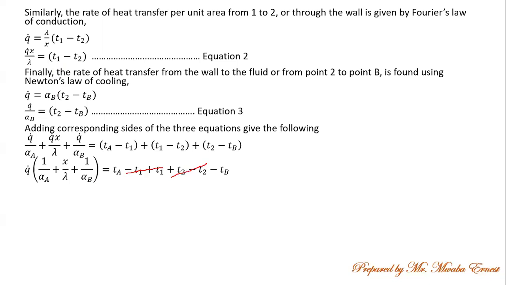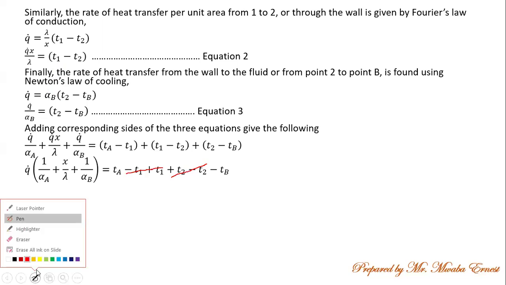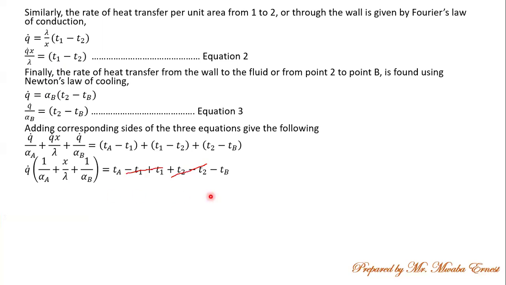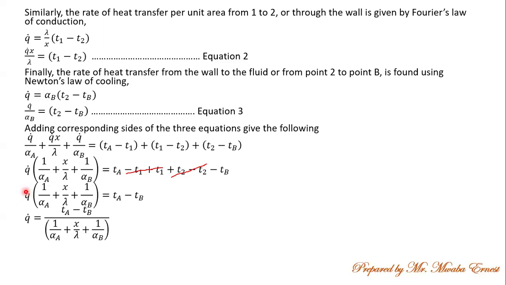After this, what I should have now is this. Here, I don't want all this. I want to make this the subject. So, first of all, everything has disappeared. I only have TA minus TB. And I don't want this thing here. I want this to remain alone because I'm looking for the rate of heat transfer per unit area. So what I have now is Q dot is equal to TA minus TB over everything that I have here. So that is the expression that I have.